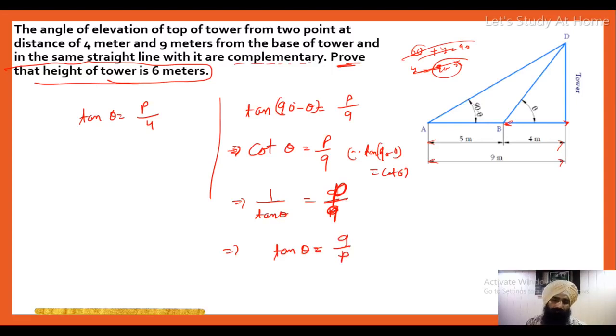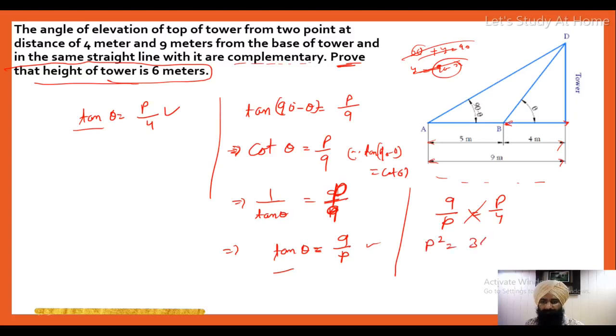Okay. One theta, here we have tan theta is equal to p upon 4. Here we have 9 upon p. So put the value of tan theta here. 9 upon p is equal to p upon 4. After cross multiplying, what will you get? P square is equal to 36.